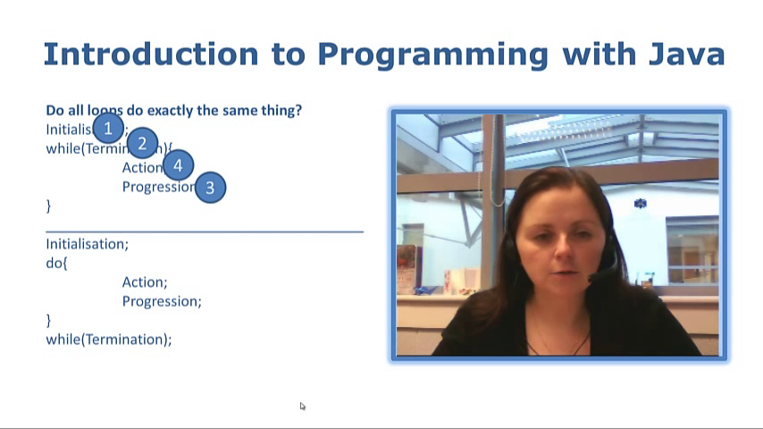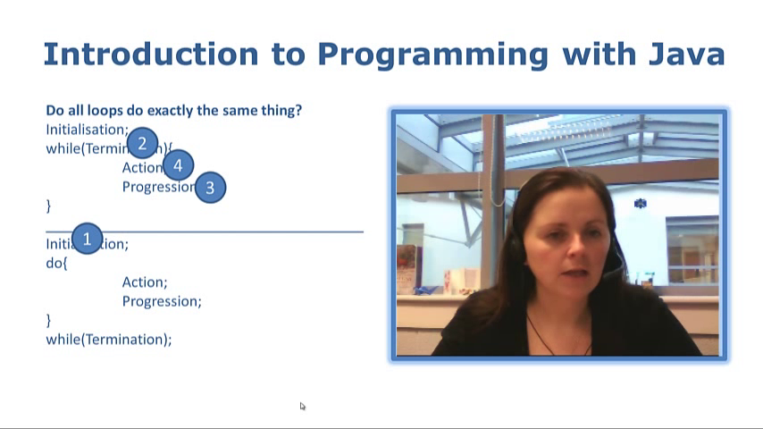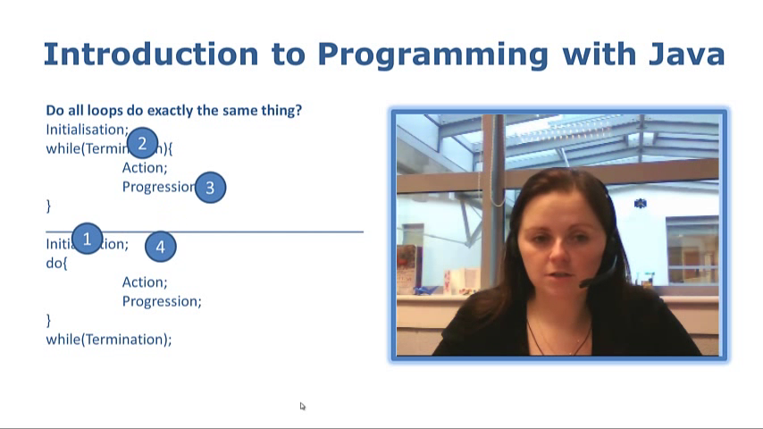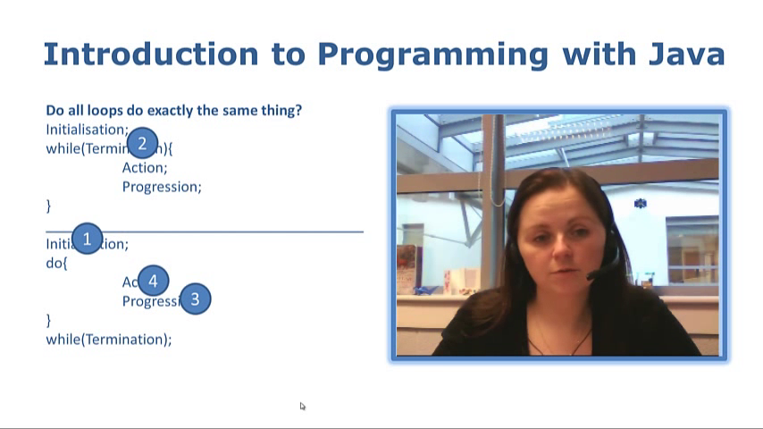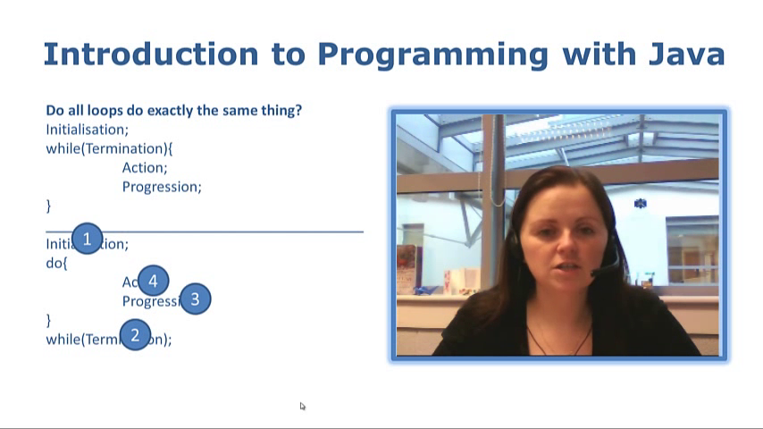The do while loop, on the other hand, again starts with the initialization. Then we do the action, followed by the progression. And the very last thing the do while loop does is check to see if our counter meets the condition that it needs to meet. So our termination is the last thing that we do in a do while loop. And that's actually quite a significant thing.